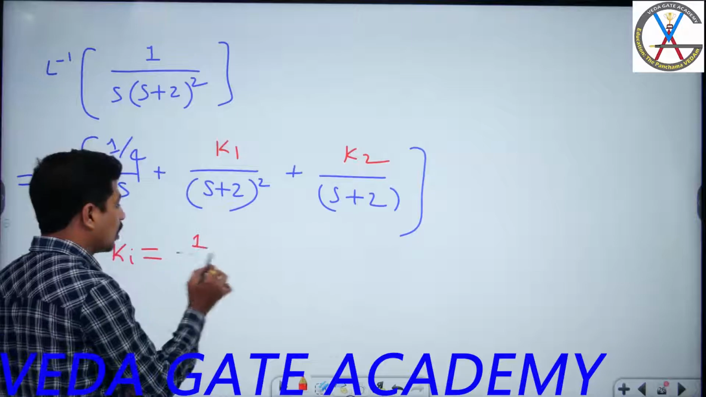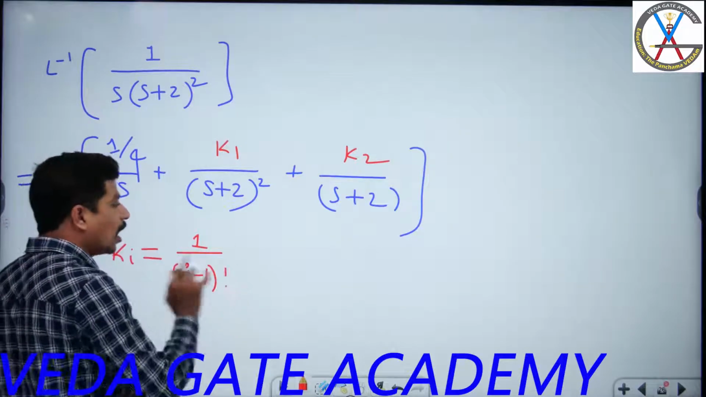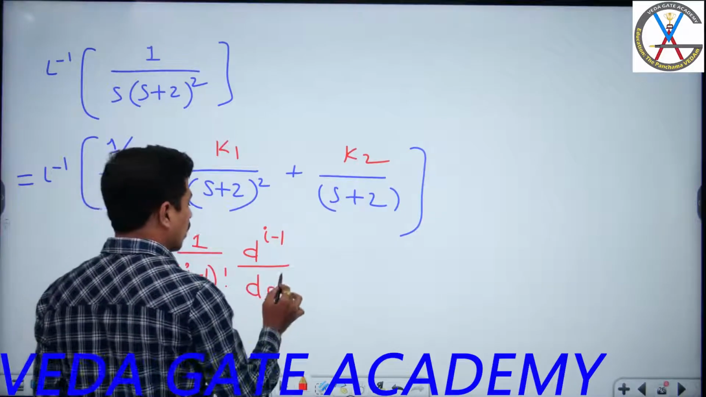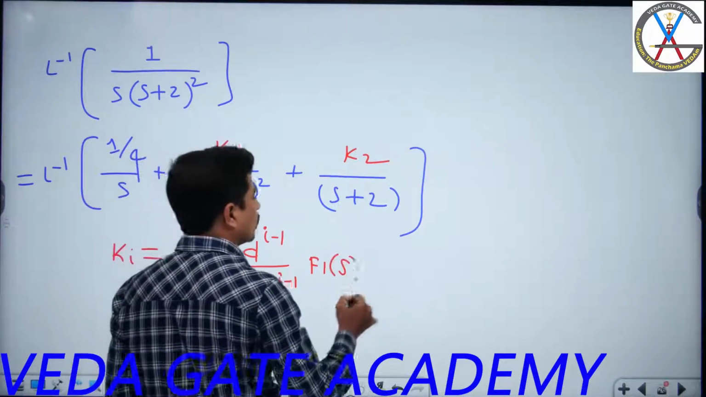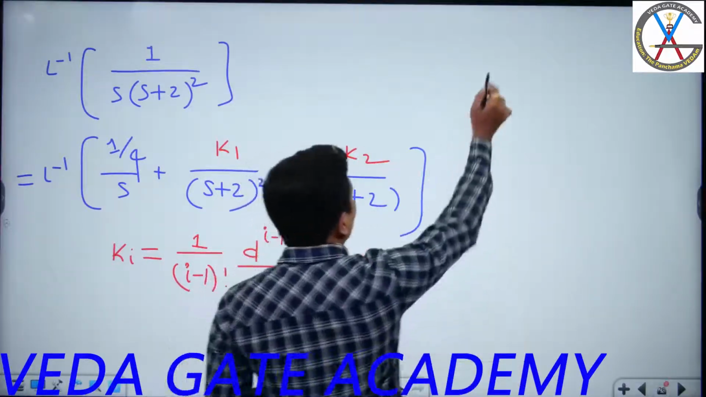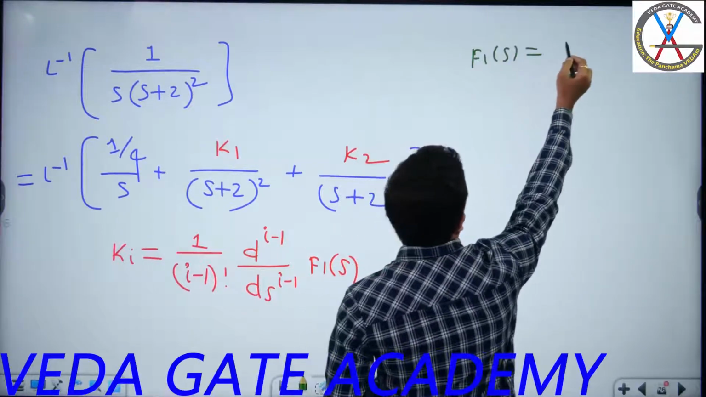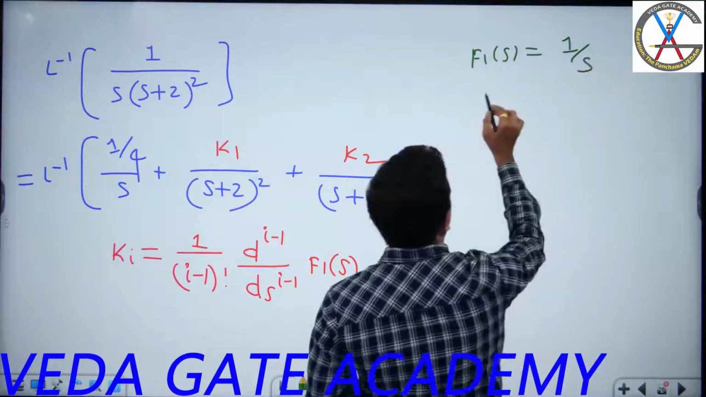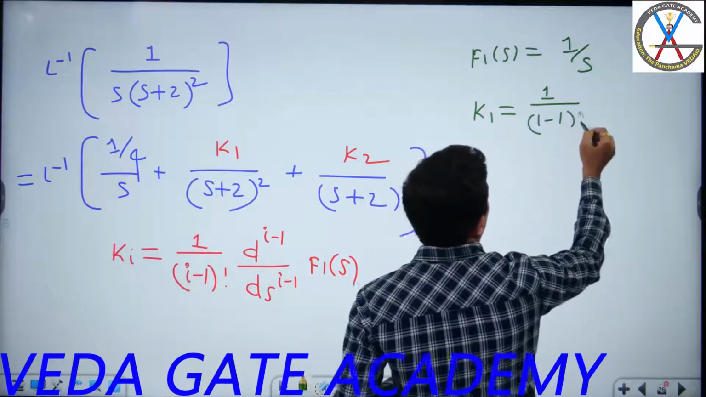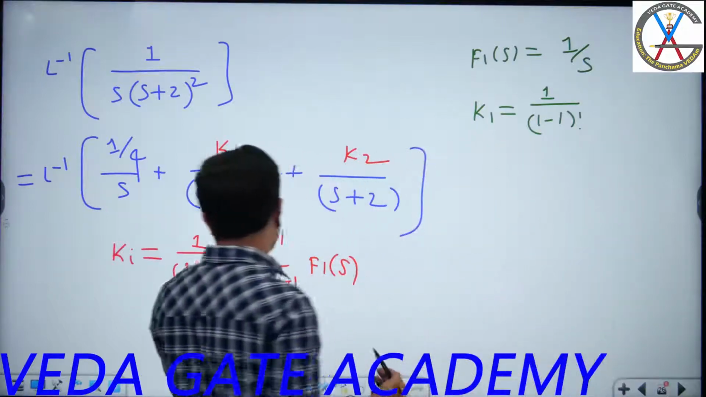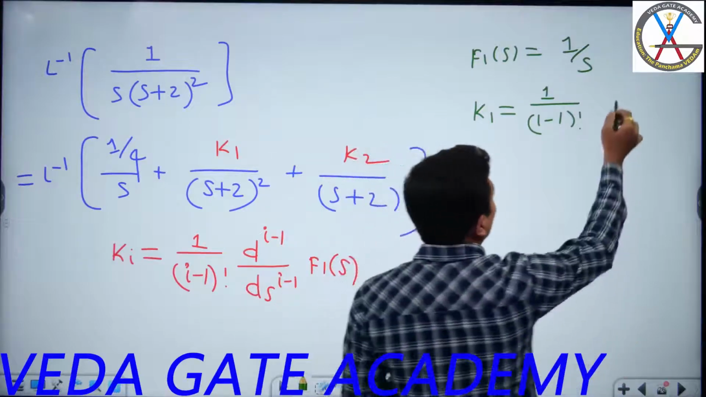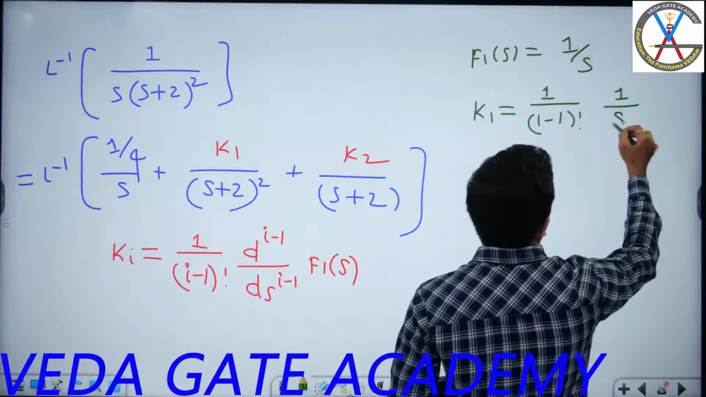Ki is equal to 1 by (i minus 1) factorial, d^(i-1) by ds^(i-1) into f1 of s. Here, what is f1 of s? F1 of s is 1 by s. Now k1 is equal to 1 by (1 minus 1) factorial. Derivative d power 0 means no derivative. Directly f1 of s, which is 1 by s.